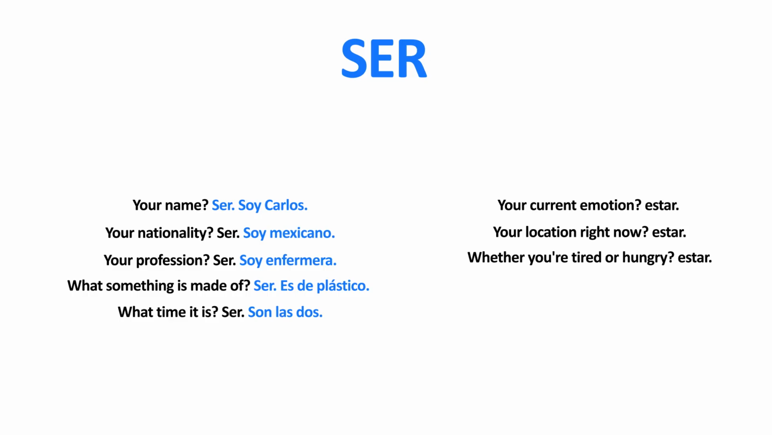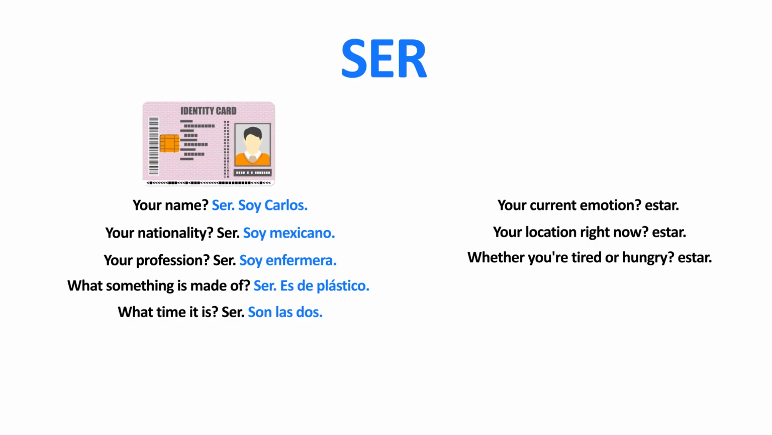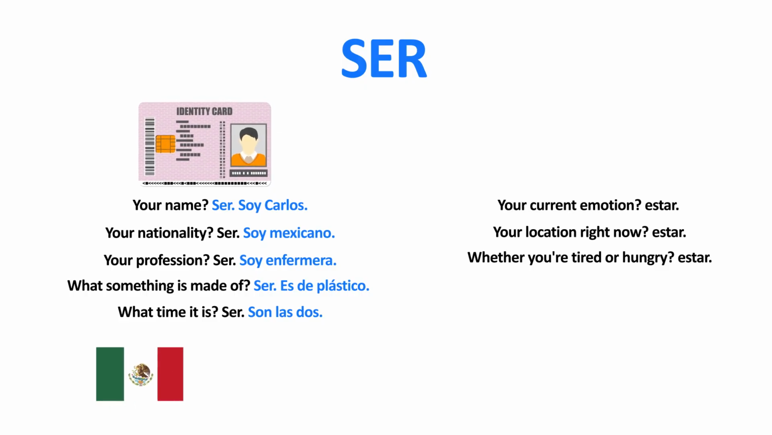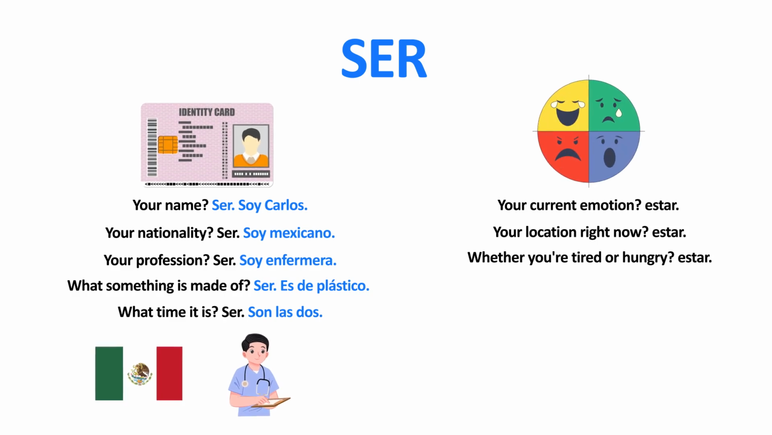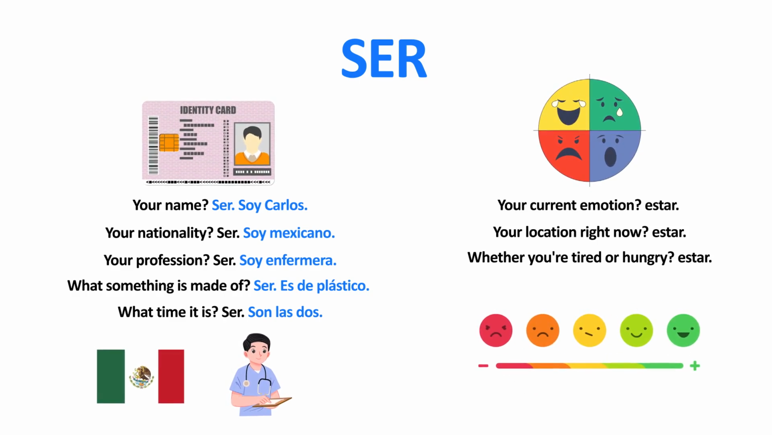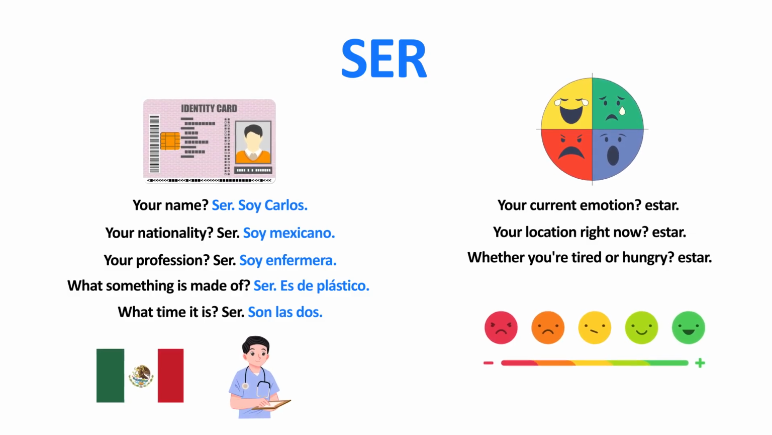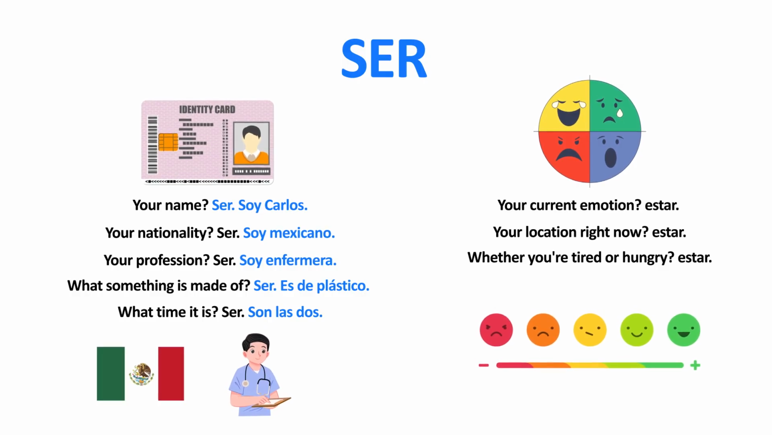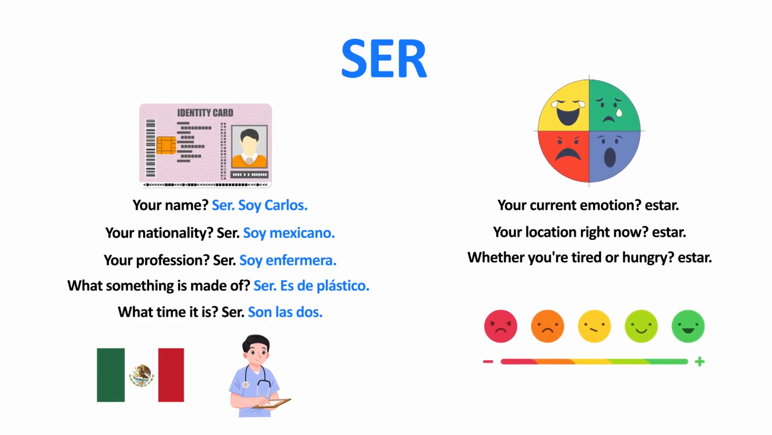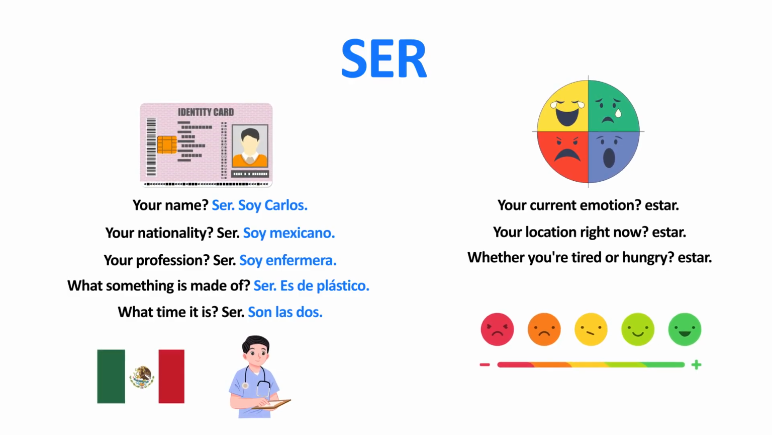Here's an easy way to think about it for now. If the information goes on an identity card or defines what something fundamentally is, use ser. Your name is on your identity card. Your nationality is on your identity card. Your profession might be. Your physical characteristics that don't change are part of your identity. Use ser for all of that. If the information is about how you feel right now or where you are right now, that's estar. But we're not covering estar in this lesson. Just understand that ser is for identity and fundamental characteristics.